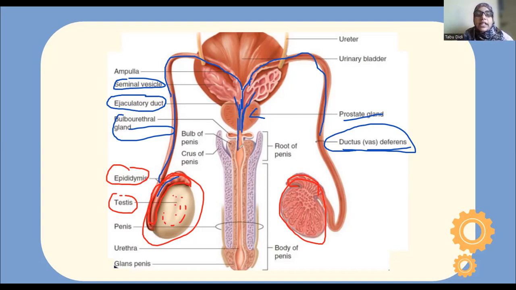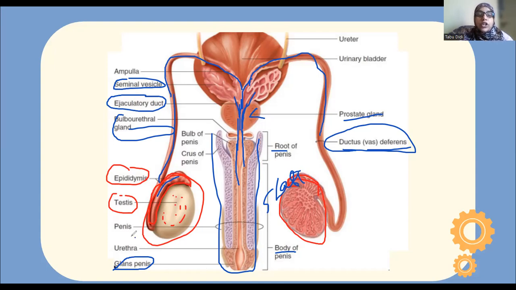Then it enters into the main shaft of the penis. This part is known as the penis. You have the beginning part, which is known as the root, and then the main body of the penis. This is the tip of the penis, known as the glans penis. So the root of the penis, the main body, or the shaft, then the tip, the glans penis, and also the urinary opening, that's the urethra.